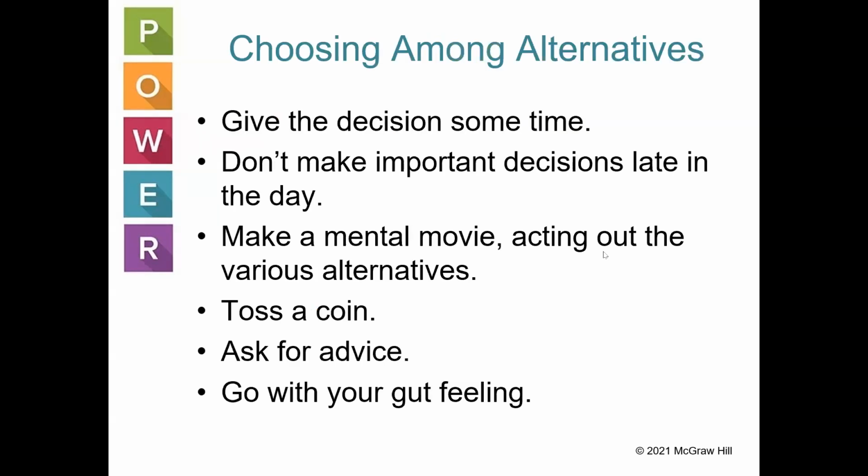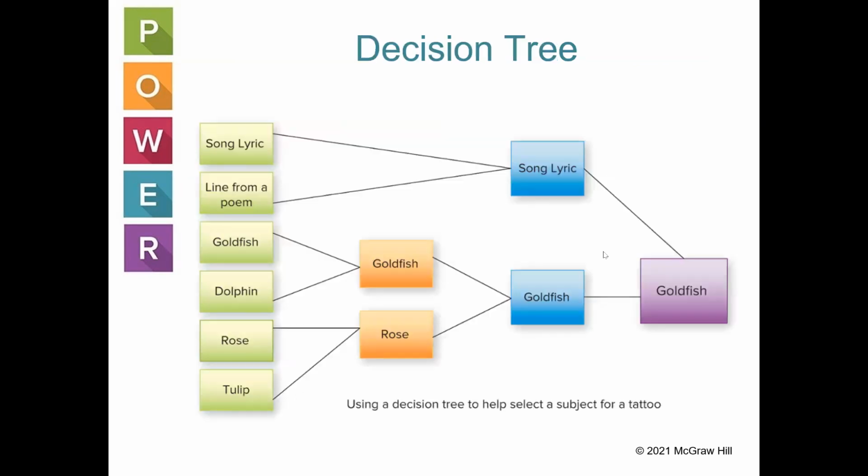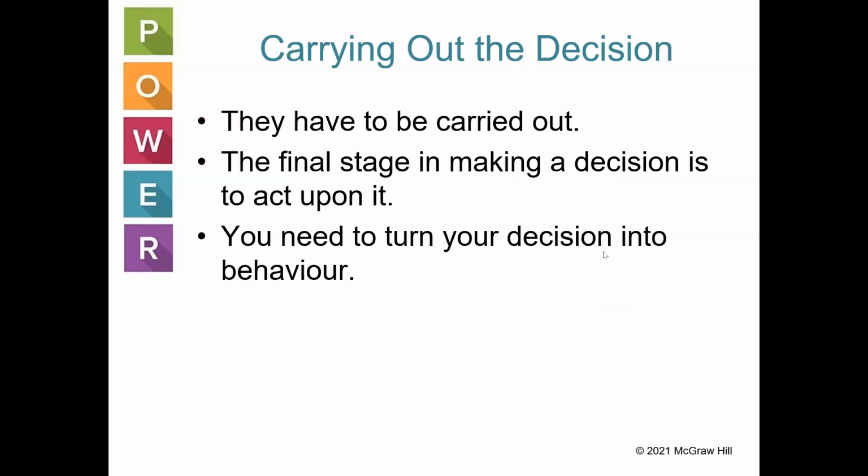When you are choosing from alternatives, give the decision some time, and don't make an important decision late in the day. Make a mental movie, acting out various alternatives, toss a coin, ask for advice, and go with your gut feeling. This is the kind of decision tree for how you can take decisions on different things. Carrying out the decision means it has to be carried out. The final stage in decision making is a decision that you have to act upon. You need to turn your decision into behavior, that you will do now.